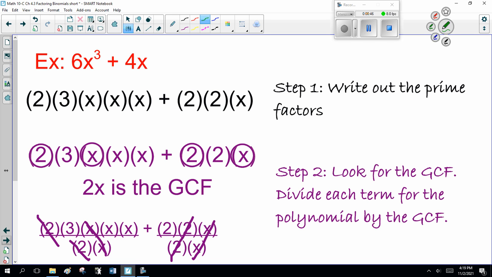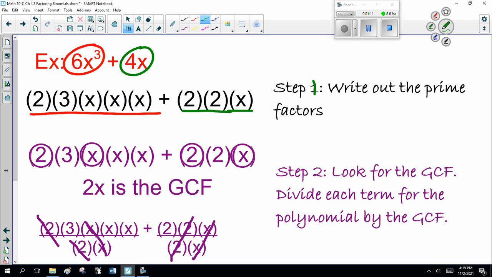Notice here I'm using brackets rather than the multiplication sign, because often the multiplication sign looks like an x and it confuses people. Anyway, so 6x cubed becomes 2 times 3 times x times x times x. 4x becomes 2 times 2 times x. Now, first thing, write out the prime factors. Step 2, look for the greatest common factor.